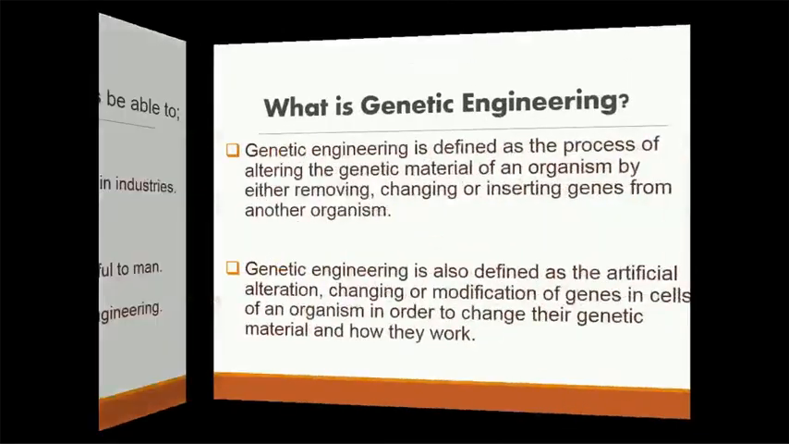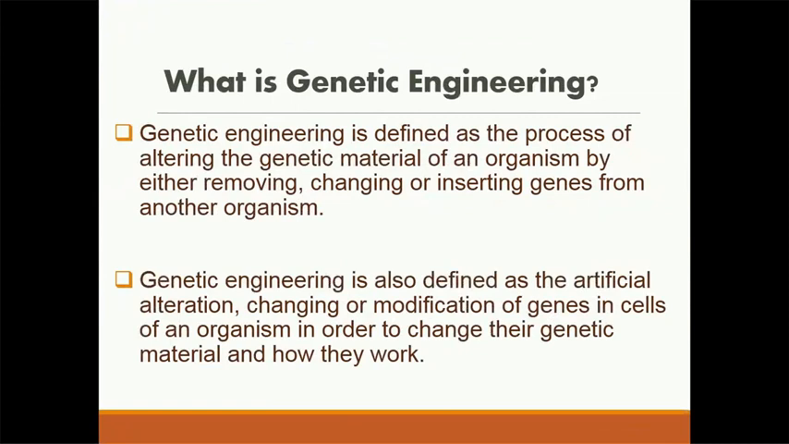What is genetic engineering? Genetic engineering is defined as a process of altering the genetic material of an organism by either removing, changing, or inserting genes from another organism. Genetic engineering is also defined as the artificial alteration, changing, or modification of genes in cells of an organism in order to change their genetic material and how they work. Did you get that at all?